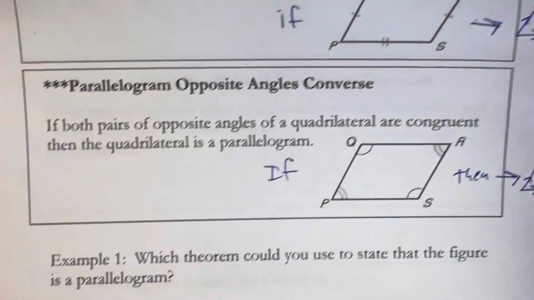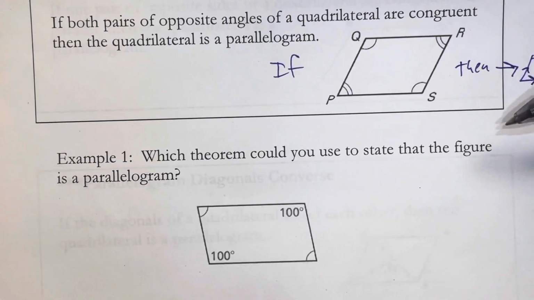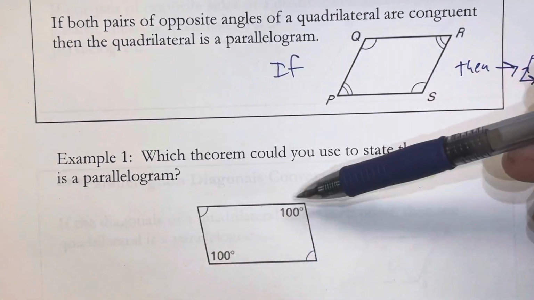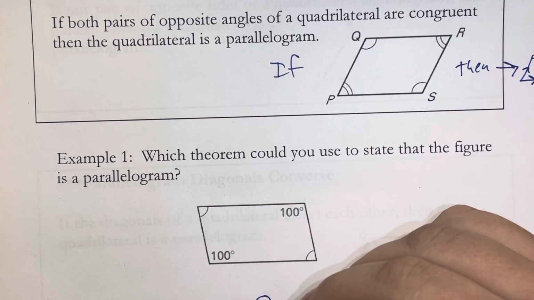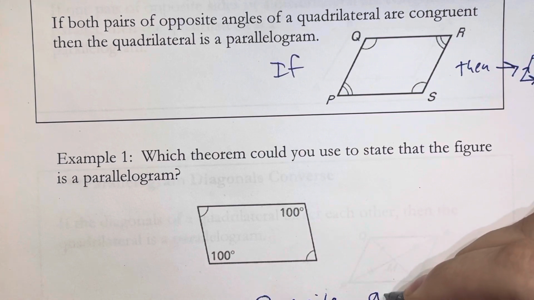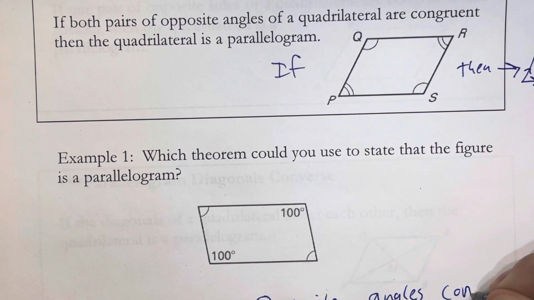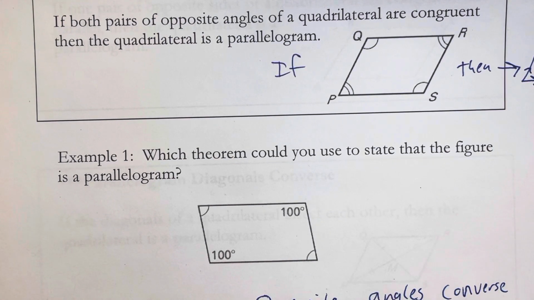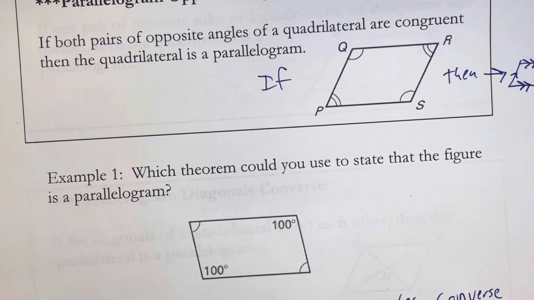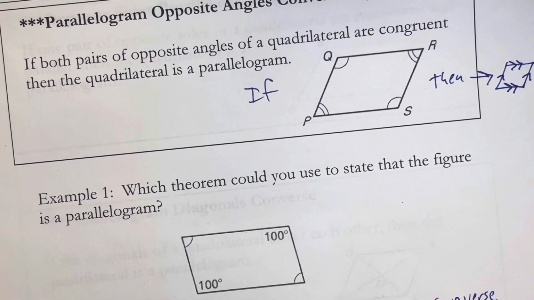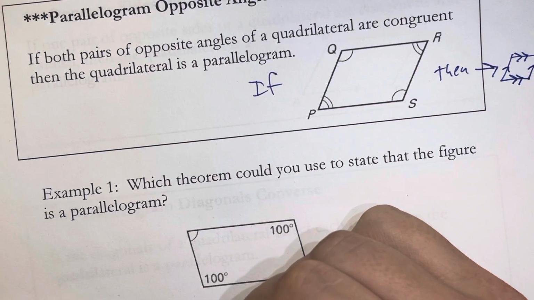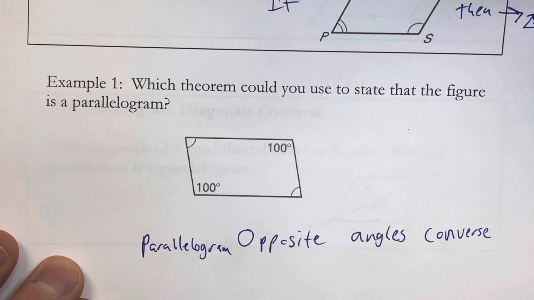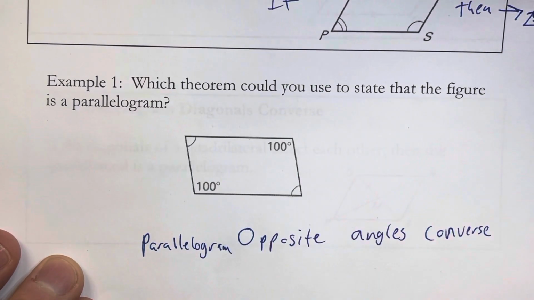So a couple examples here. Which theorem could I use to state that the figure is a parallelogram? Well, since the opposite angles are congruent, both pairs, I could use the opposite angles converse. I'm pretty sure in the textbook it might say parallelogram opposite angles converse, but it should be pretty straightforward for the most part for us to know that that's what we're going to use. So I better say parallelogram too. So parallelogram, opposite angles converse. All right, opposite angles congruent, it's a parallelogram.